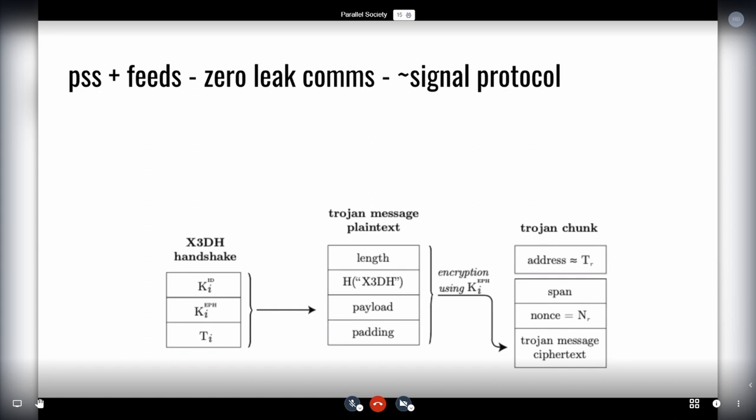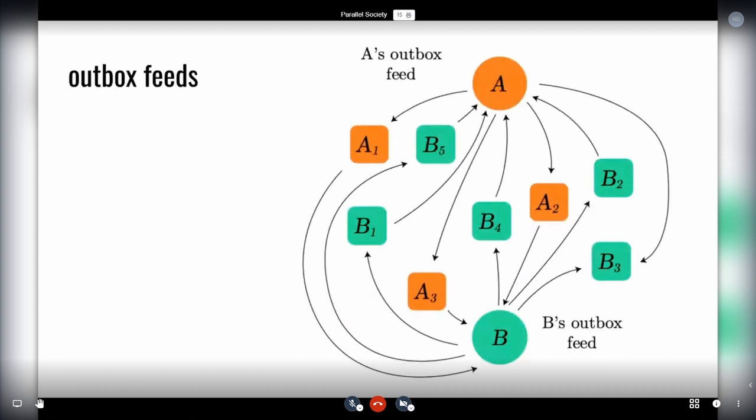It has this kind of outbox feed model, which exemplifies communication between A and B. The A1, A2, A3 are different messages, one after the other, sequential messages, which are uploaded by A and downloaded by B. And the green ones are the other way around, so they basically represent A's and B's outbox feed respectively. And you think of these as ephemeral chunks which serve as rendezvous points where these two parties expect their messages to be there. This is based on feeds which are based on single owner chunks.